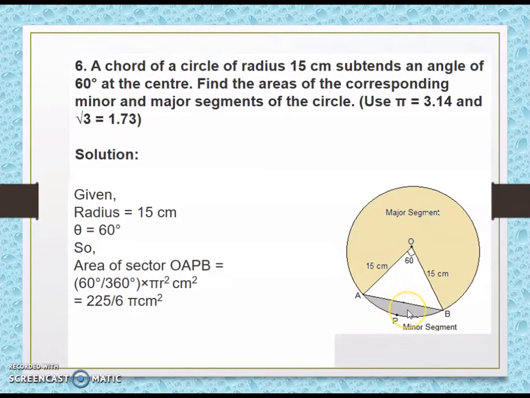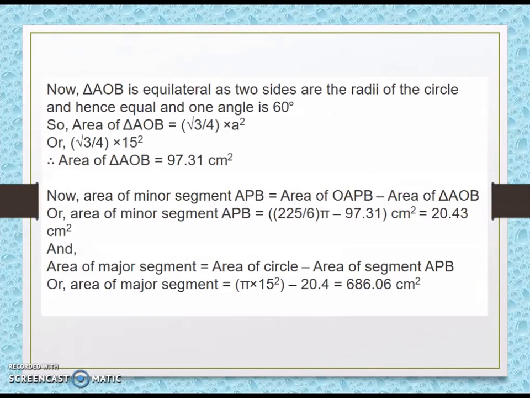So you need to find, most importantly, the minor segment first. For that, find out area of the sector, theta by 360 into pi r square. Then find out area of this triangle OAB. The central angle is given as 60 degree, so OAB will be equilateral triangle. So root 3 by 4 into 15 square, that will be area of the triangle. Subtracting both, you will get the area of the segment. And area of the major segment will be area of the circle minus area of the minor segment.